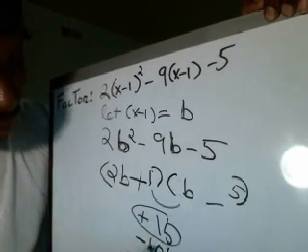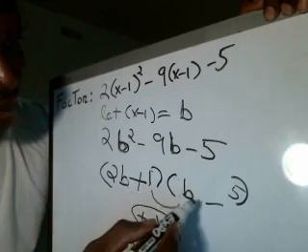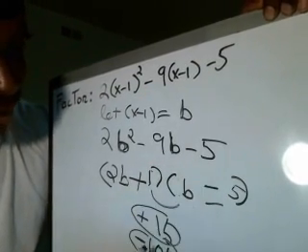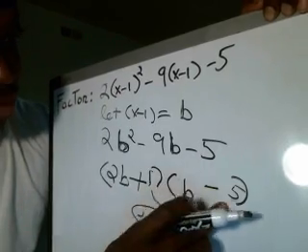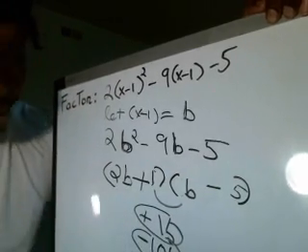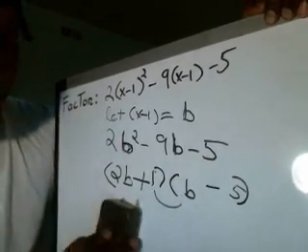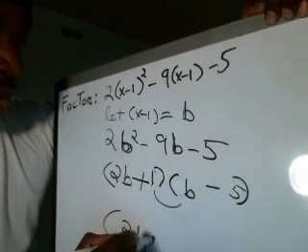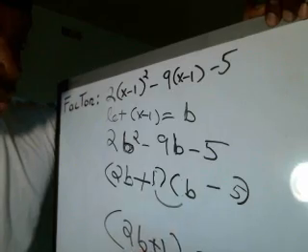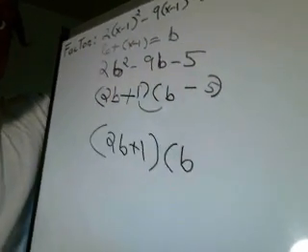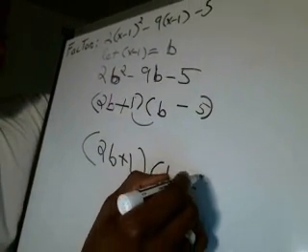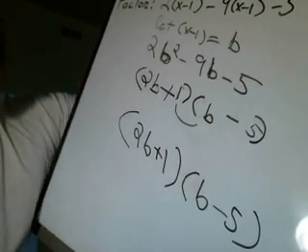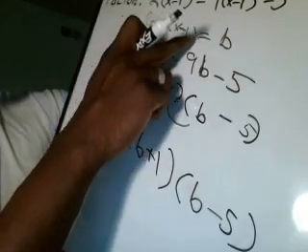Here you want a negative 10B. So 2B times what sign of 5 will give you a negative 10B? 2B times negative 5, negative 10B. And there goes your answer. So the final result would be 2B plus 1 times B minus 5. But you must remember we let B equal x minus 1.